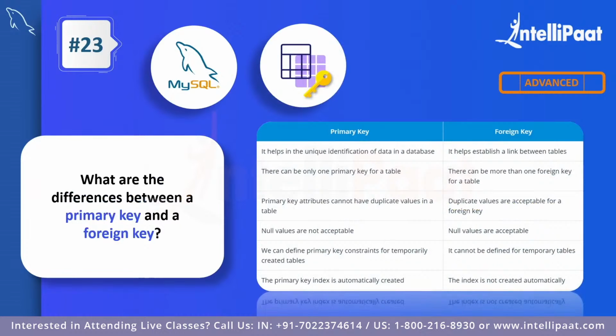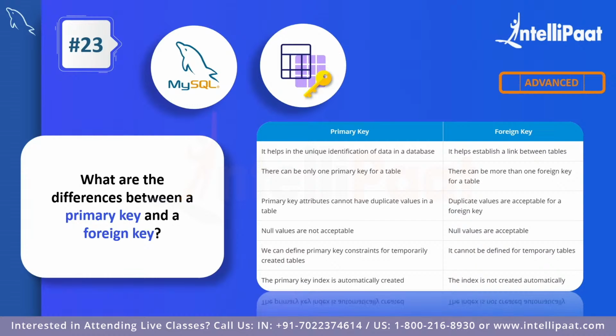Question number 23. What are the differences between a primary key and a foreign key? So this is also a frequently asked question. A primary key helps in the unique identification of data in the database, and the foreign key is used to link data between two tables. The primary key can only be one column for a particular table. The foreign key, we can have multiple columns of foreign keys in a particular table. Primary key attributes cannot have duplicate values in a table, while duplicate values are acceptable for a foreign key.